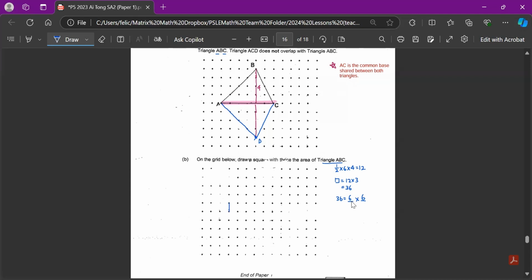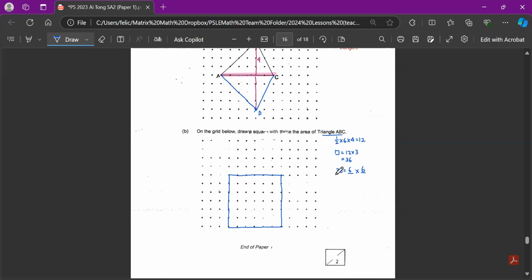Okay, so you can just start from anywhere. Let's start from here. 1, 2, 3, 4, 5, 6. 1, 2, 3, 4, 5, 6. Okay, so that's it. This is how your square will look with thrice the area of ABC. Okay, so 6 gaps.